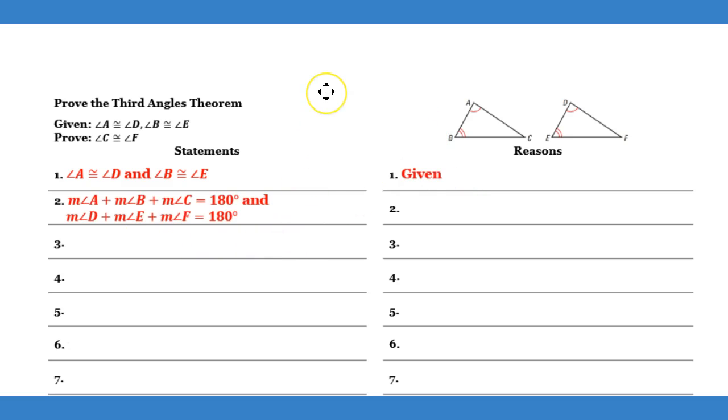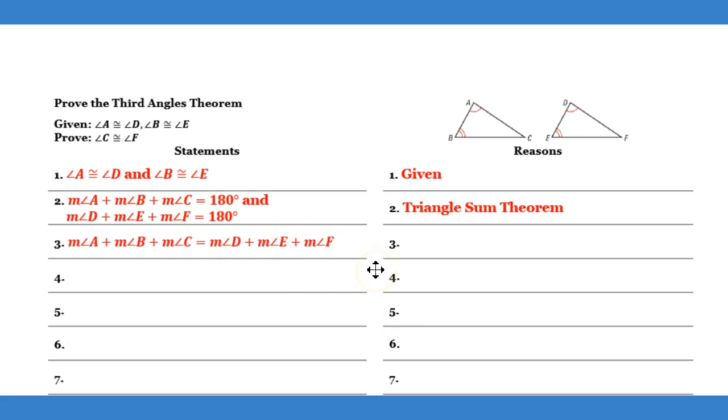Now, I know that if I add up all the angles of my triangle, they're going to be 180 degrees. Why is that? That's the triangle sum theorem, that the sum of the measures of the interior angles of a triangle equal 180 degrees. So I know then that if I add the interior angles of this first triangle, they're going to equal the same sum as this triangle. That's my transitive property. I know that this equals 180 and 180 equals this, therefore they must be equal to each other.